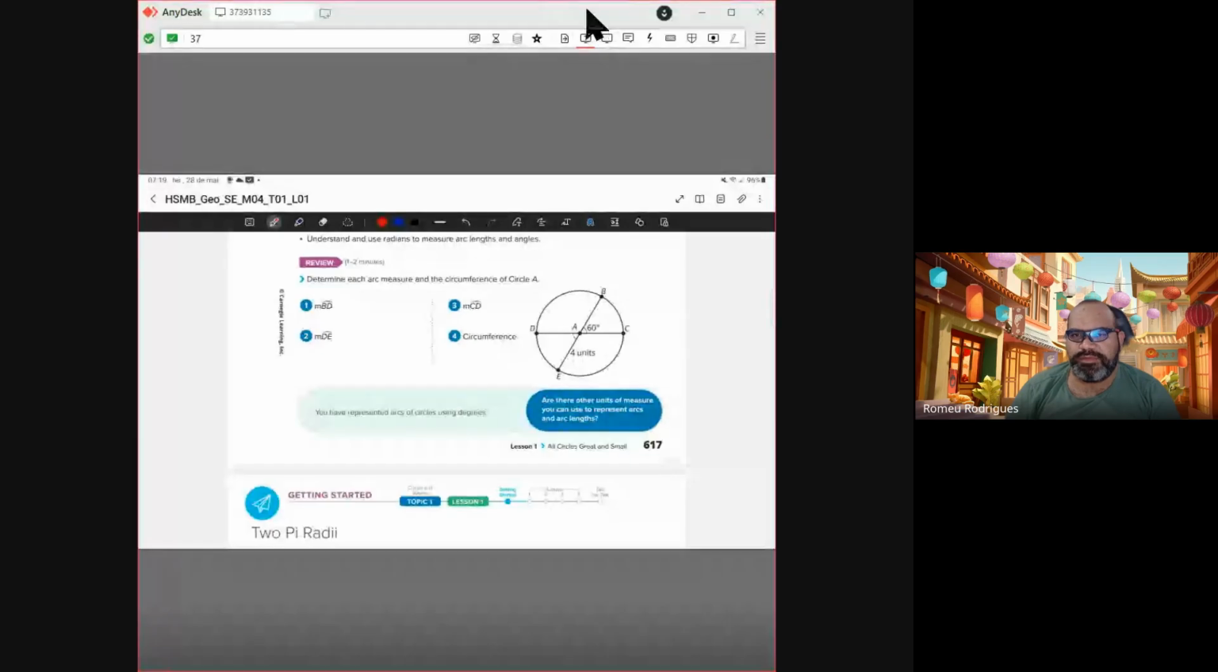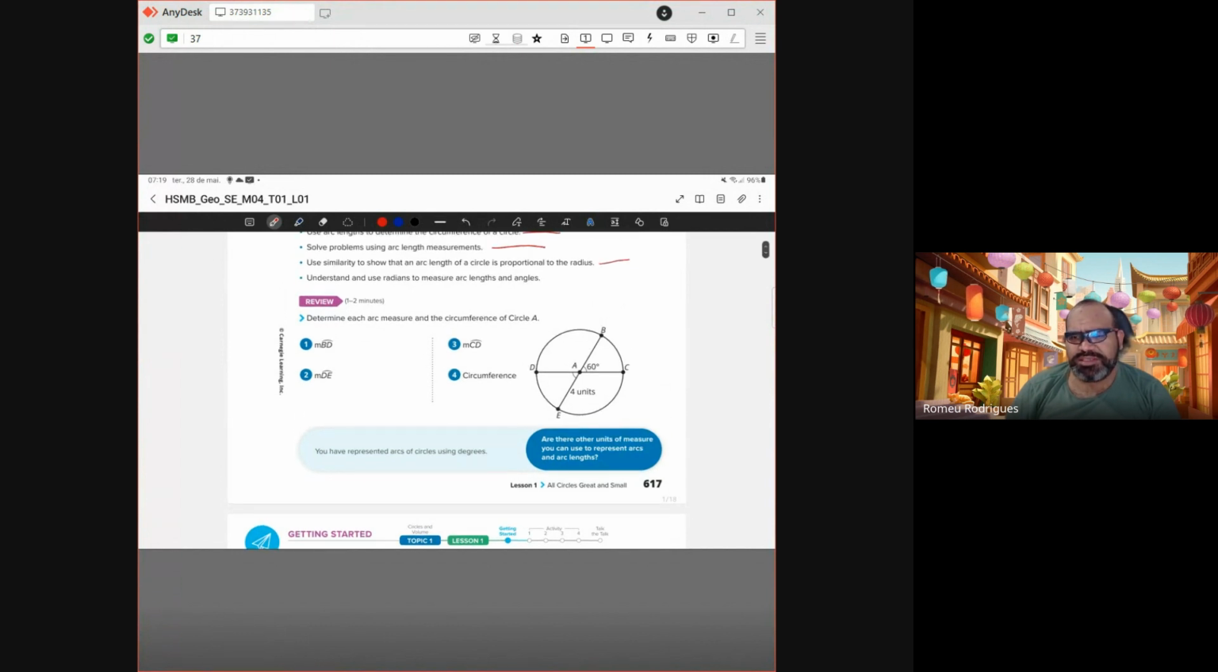Hi everyone. In our lesson today, we're going to talk a little bit about our last topic. We start a new topic today, which is arc length and measures. I hope we go through this together; it's supposed to be simple and easy.